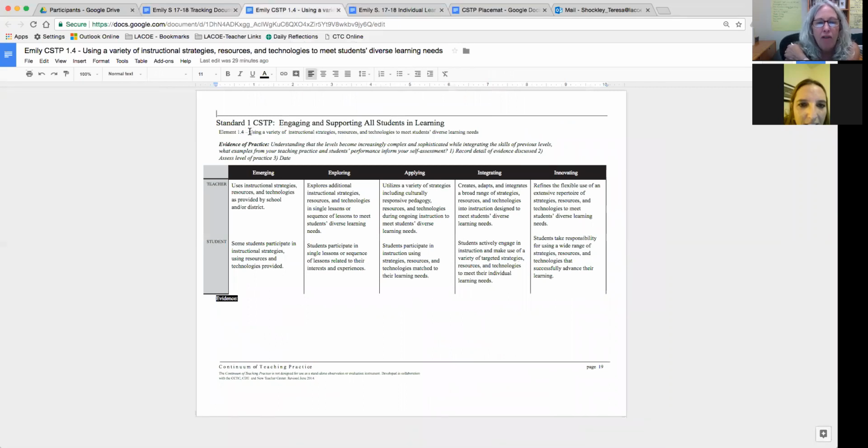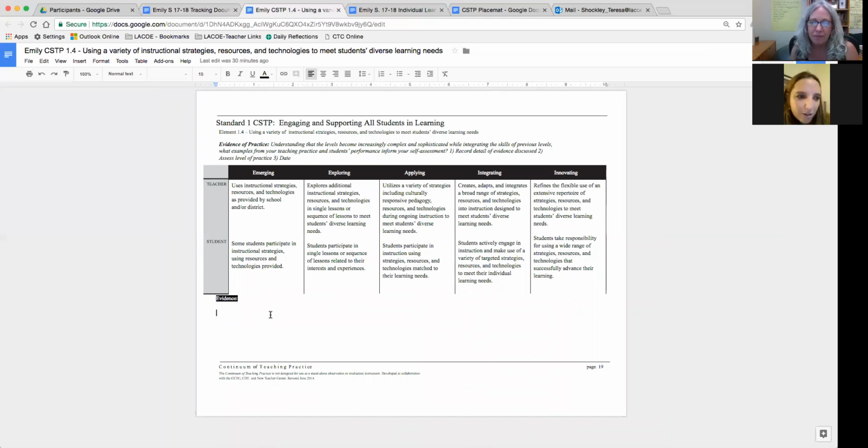1.4 was using a variety of instructional strategies, resources, and technologies to meet students' diverse learning needs. So the teacher will do that sort of a thing. So just to ask you, thinking about what you're doing in your classroom, what do you do right now already to meet their learning needs? Because that was one of the things you wanted to work on in your goal, to find out what's the best way or what are the most effective strategies for you and your kids, right?